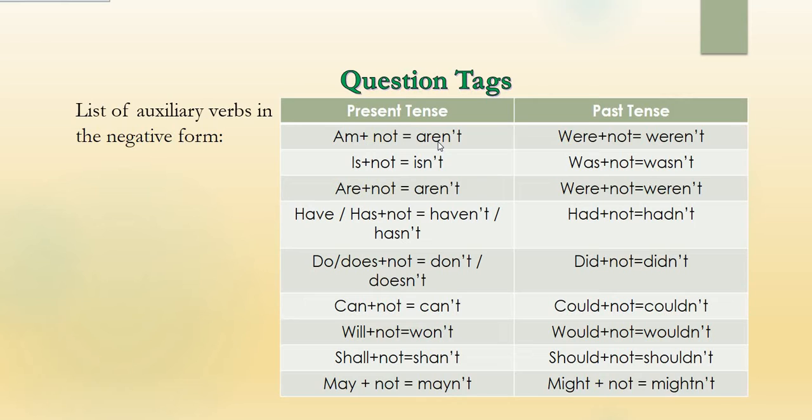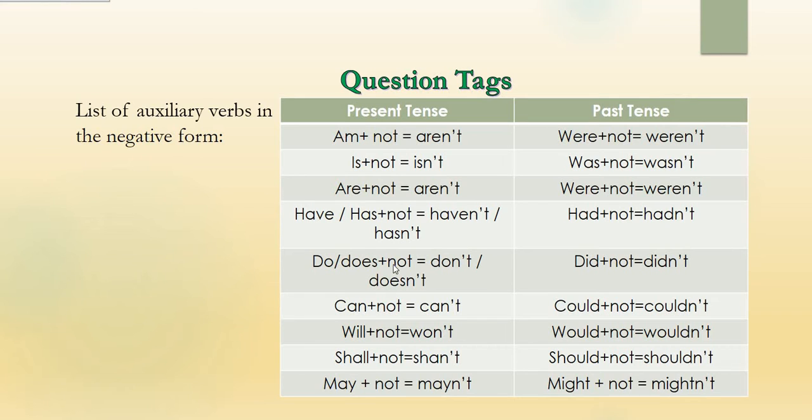Am plus not becomes aren't, not amn't, because amn't is not the correct usage in modern English. So whenever we get any expression with am plus not, we have to use the phrase aren't. Were plus not, weren't. Is plus not, isn't. Was plus not, wasn't. Are plus not, aren't. Were plus not, weren't. Have or has plus not becomes haven't or hasn't. Had plus not becomes hadn't.